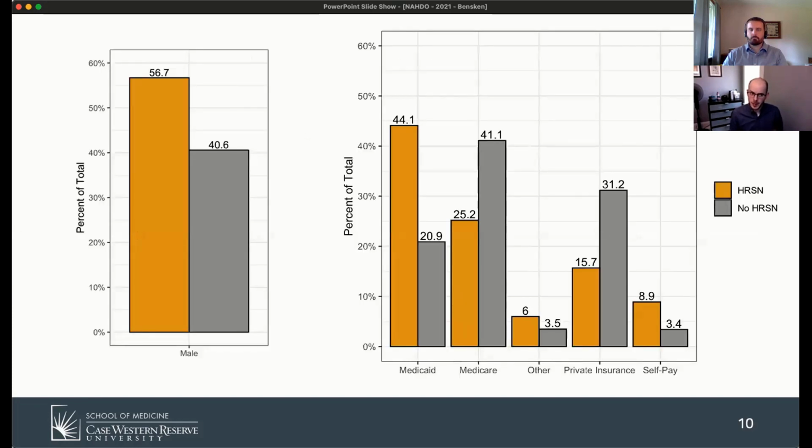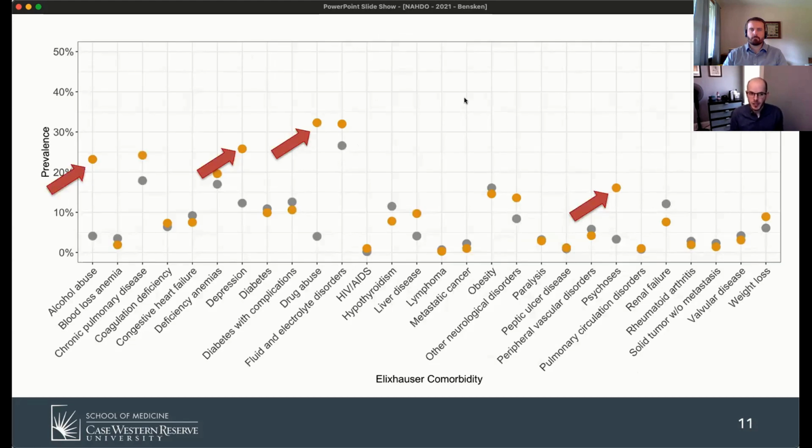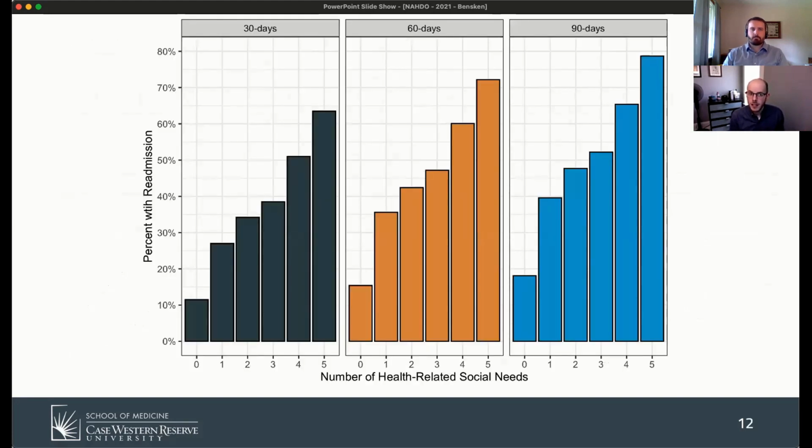What did these patients look like compared to the general population? On the left-hand side, we see that 56% of those patients with Z codes were male compared to only 40% of those without Z codes. Additionally, we see an overrepresentation of Medicaid, other, and self-pay as the primary insurers, and an underrepresentation of Medicare. Additionally, we have the Elixhauser comorbidities here. So these are a set of commonly used comorbidities. And I'm just drawing your attention to specific comorbidities, including alcohol abuse, depression, drug abuse, and psychoses, where we see a pretty substantial difference in the prevalence between those patients with Z codes, which are the orange dots, and those without, the gray dots.